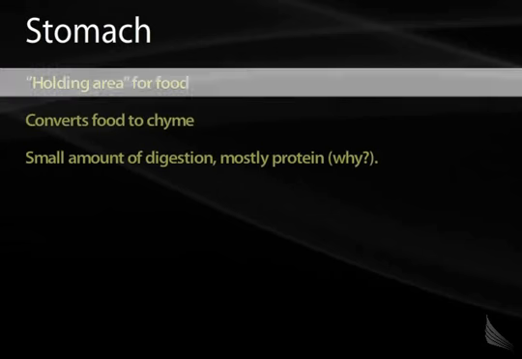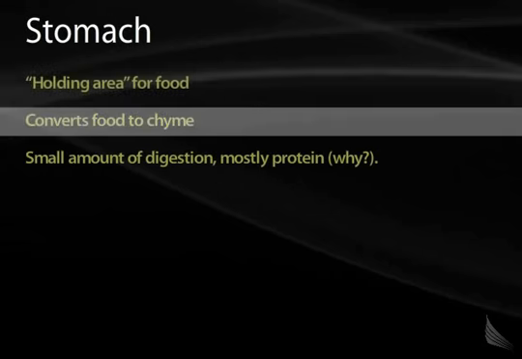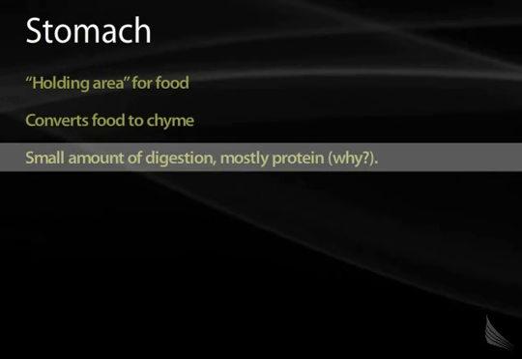The stomach acts as a holding area for food and converts food to chyme. Small amounts of digestion occur in the stomach, mostly being protein. After the stomach acts as a repository, food is then released in a controlled manner into the duodenum and jejunum, and is under the control of different hormones such as cholecystokinin, as has already been mentioned.